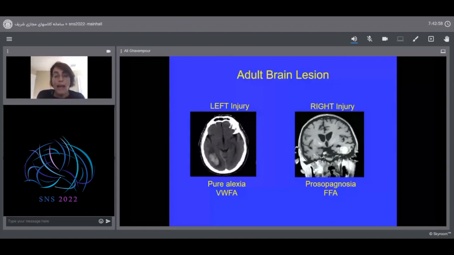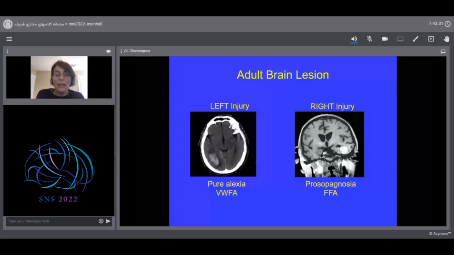But first, I wanted to remind you that in the adult, even with very small lesions, say to the left hemisphere, these patients have pure alexia, and it's really hard to rehabilitate them. They don't reacquire word recognition. And on the right-hand side, we see a patient with a lesion to the right inferotemporal cortex who is profoundly prosopagnosic and over many years has not changed his face recognition abilities.